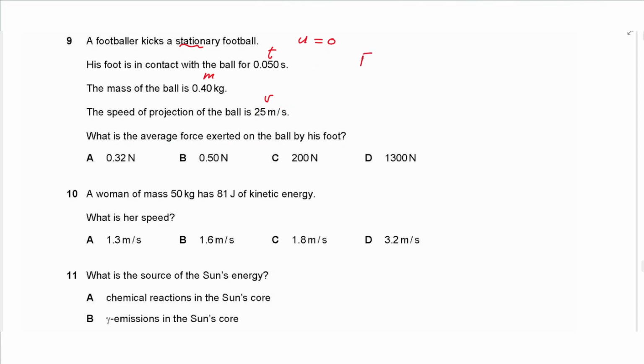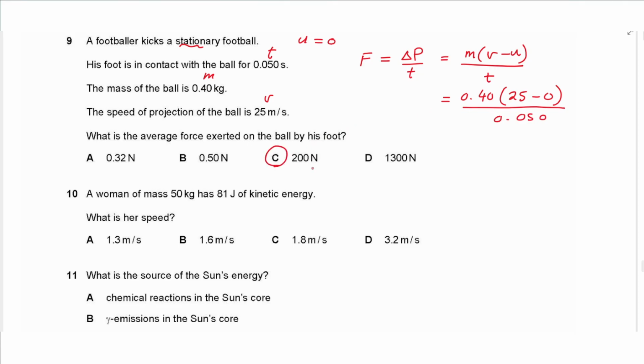We can use the equation force equals change in momentum over time. So it's mass multiplied by the change in velocity divided by time, or mass multiplied by acceleration. So we have the mass 0.40, then we multiply by 25 minus 0, and then divide by the time 0.050. This gives an answer of 200 newtons, so the answer is C.